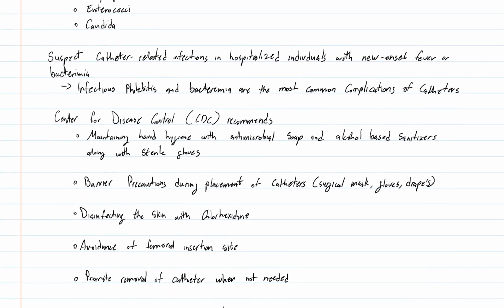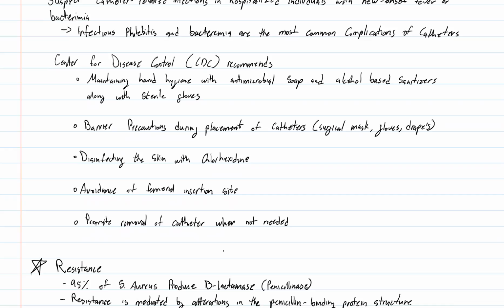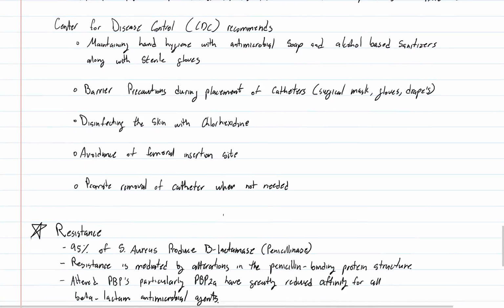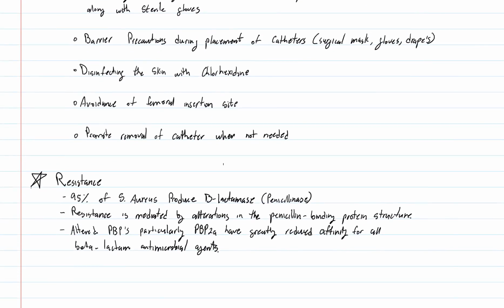Also, the CDC recommends that if you are using a catheter, maintain hand hygiene with antimicrobial soap and alcohol based sanitizers along with sterile gloves. Use barrier precautions during placement of catheters: surgical masks, gloves, drapes, disinfecting the skin with chlorhexidine, and avoid femoral insertion sites. Promote removal of catheters when not needed.